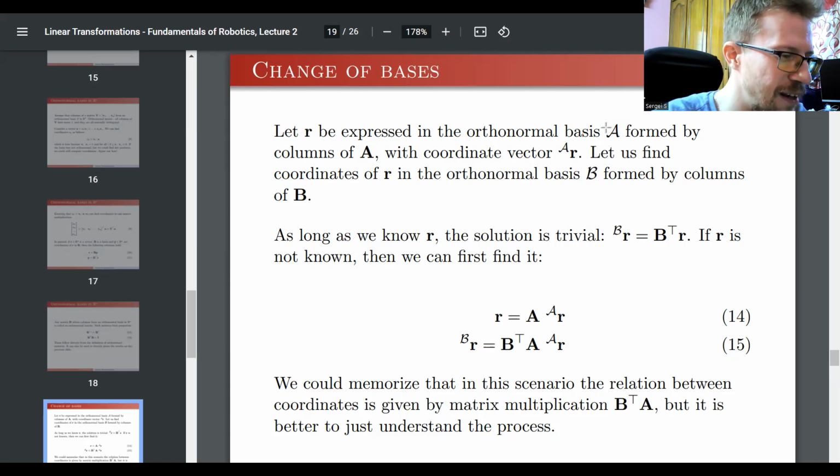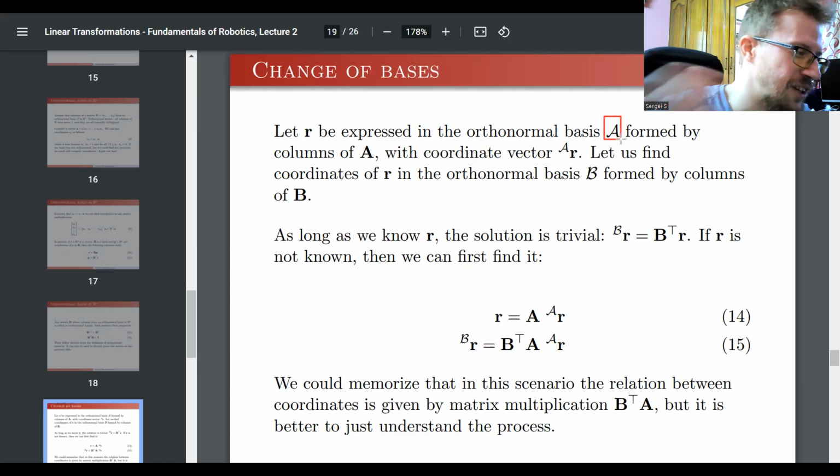Let's think about it. So we have basis A, right? Those are just n vectors, like 3 vectors. Since we are talking about R3 now, it is just 3 vectors. Those 3 vectors, you can write them down on a piece of paper as coordinates. And that is what A is. A is 3 vectors, but written as coordinates.